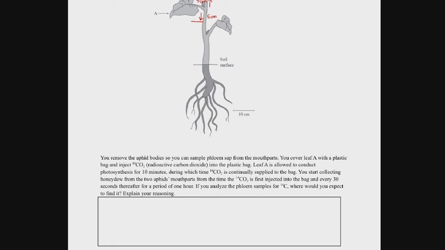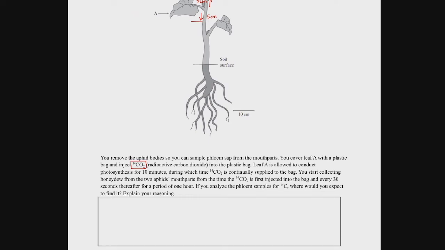You cover leaf A with a plastic bag and inject radioactive carbon dioxide, so the 14 is just the weight, into the plastic bag. Leaf A is allowed to conduct photosynthesis for 10 minutes, during which time the radioactive carbon dioxide is continually supplied to the bag. You start collecting honeydew from the two aphids' mouth parts from the time that the radioactive CO2 is first injected to the bag, and then every 30 seconds thereafter for a period of 1 hour. If you analyze the phloem samples for 14C, where would you expect to find it?